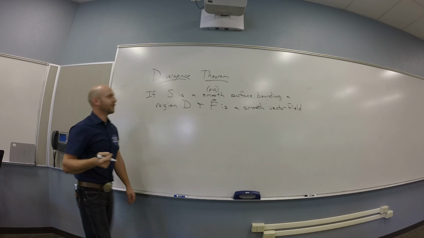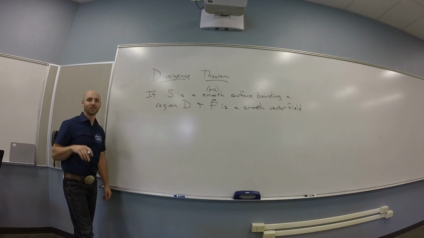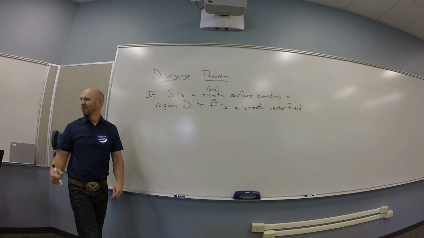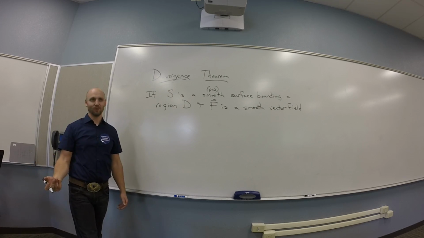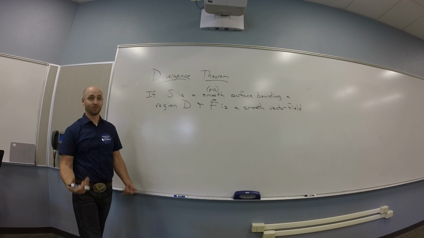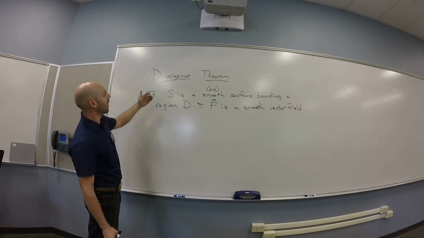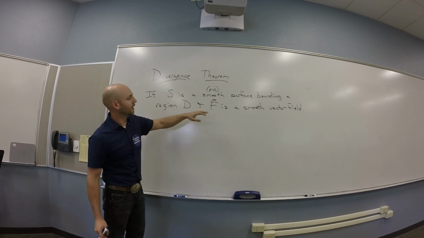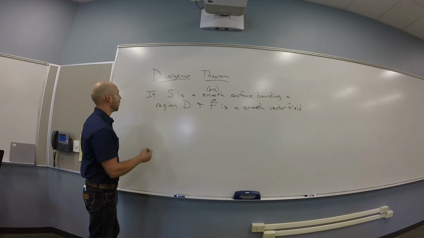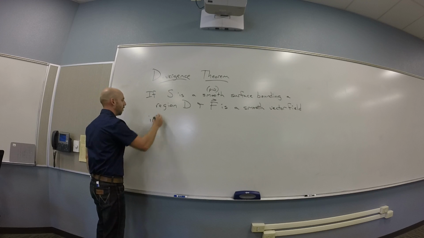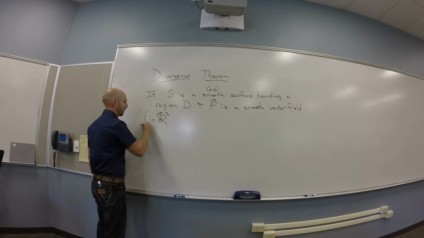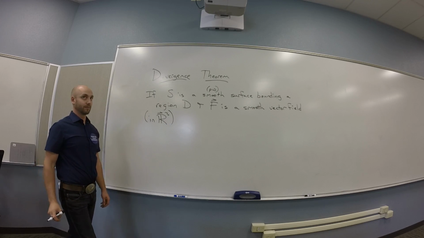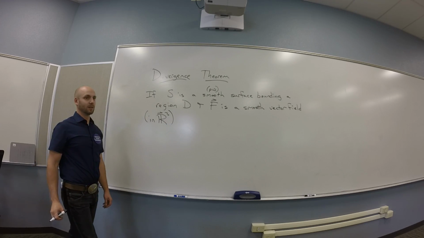And the partials better be continuous, right? Because you're going to take the divergence of this thing. So if you're taking a divergence and you get a discontinuous function, probably there's something really broken. And that's why we shouldn't allow you to do this. So we have S, a smooth surface bounding a region D, and F is a smooth vector field. All of this should be taking place in R3, although it doesn't matter so much. Let's leave this in R3.